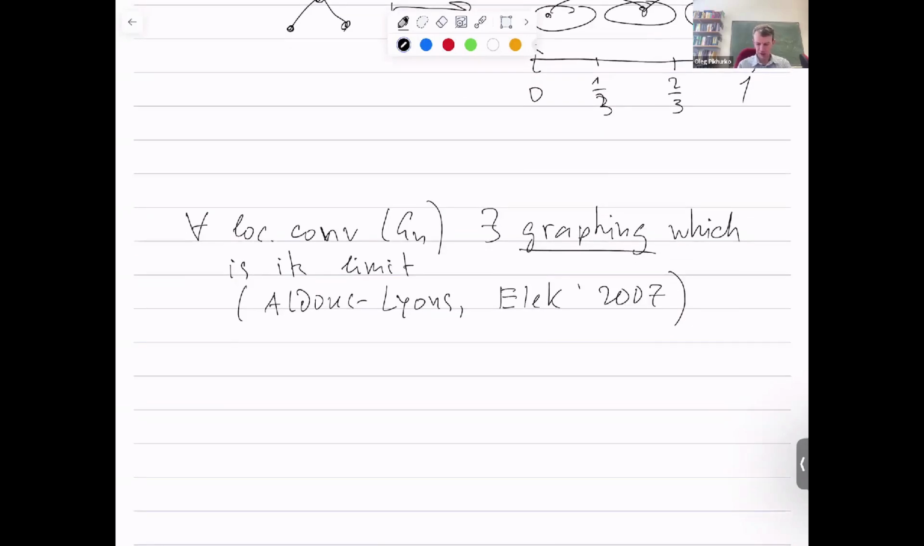And maybe just to say a few words: it was an open question whether every graphing can appear as a limit of finite graphs. And this was recently disproved, but the proof is very complicated. So somehow we still don't understand which graphings are possible limits.